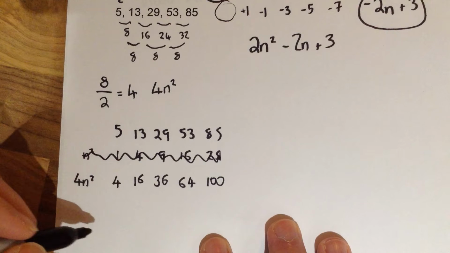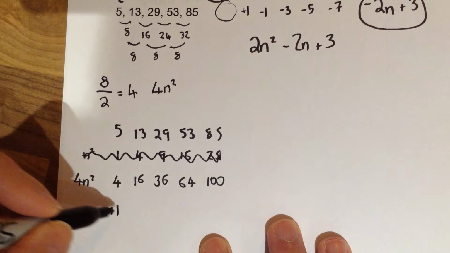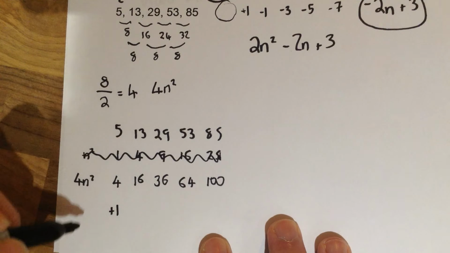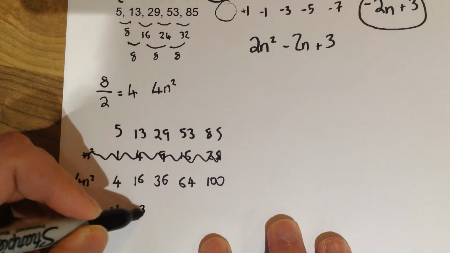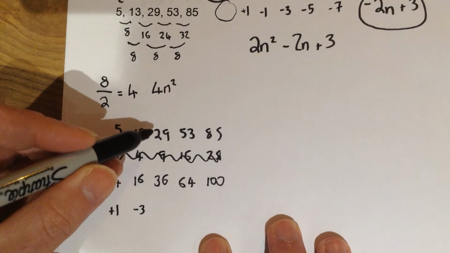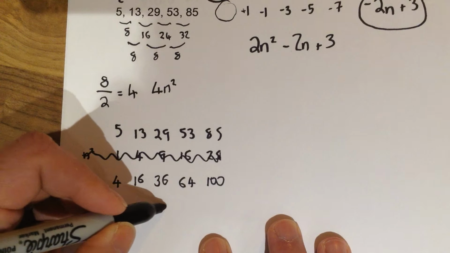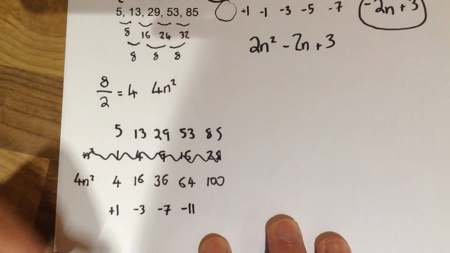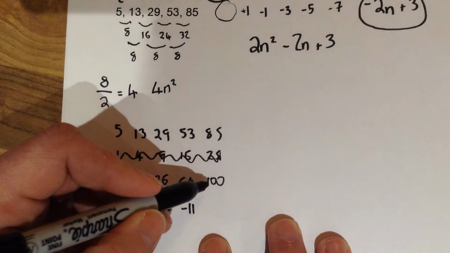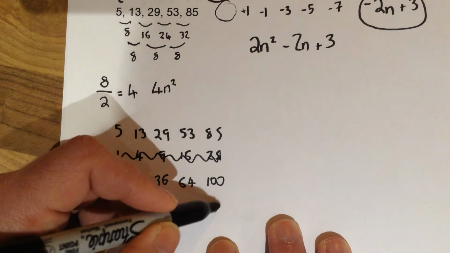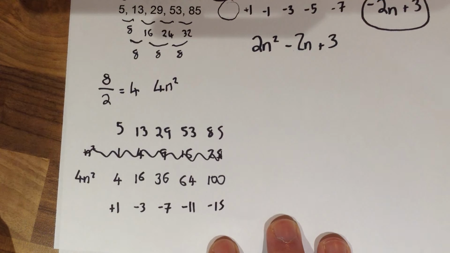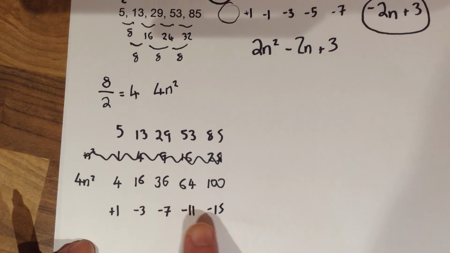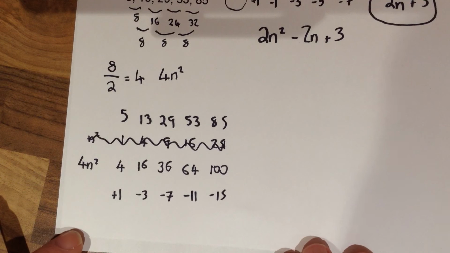So to get from 4 to 5, I'd have to add 1. To get from 16 to 13, I'd have to take away 3. 36 to 29, I'm taking 7. From 64 to 53, that's minus 11. And to get from 100 to 85, I'd have to take 15 away. Now this has just created another little linear sequence.